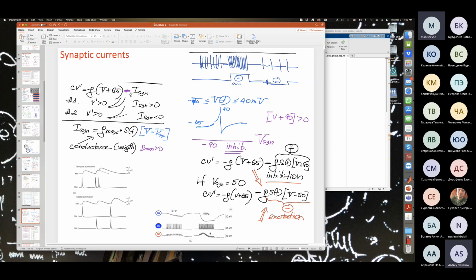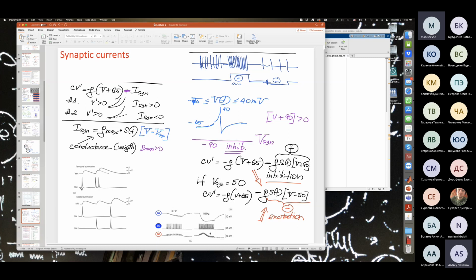Otherwise, if I want to model inhibition, I want to make sure that I preserve the negativity of the sign. So I want that difference to overall stay positive, which basically means I'm going to place the level over here at negative 90 millivolts for inhibition. Otherwise, it's going to be up here above the spikes. So that this difference is either positive or negative, as simple as that. And again, this is one kind of concept.